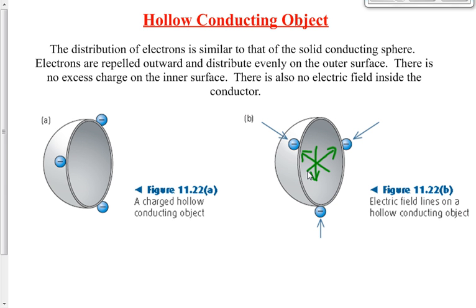What protects you? The fact that you're inside a conductor. It's not a conducting sphere. It's not as uniform as this, but it's still a conductor. The net electric field inside is 0. Therefore, there's no electrical effect whatsoever inside that conductor. Does that make sense?